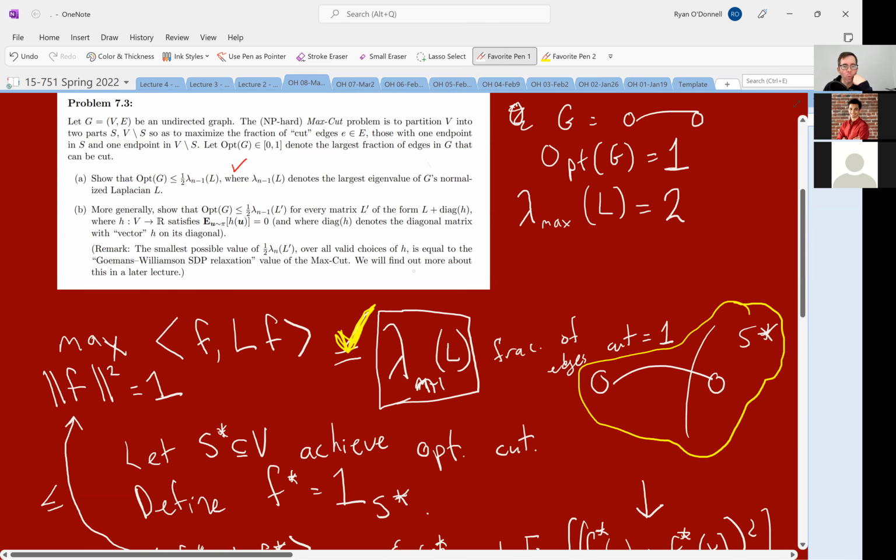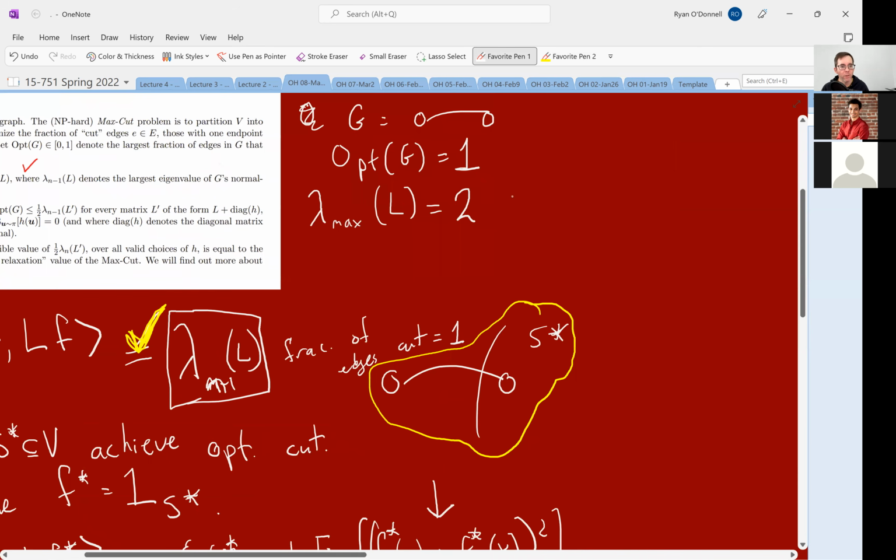Actually, let's try to remember, why is it 2? It's true for all bipartite graphs. That means there should exist an f such that this quadratic form is equal to 2 times the 2 norm of f squared. This is an f that maps the vertices into the reals. So for this graph, do you know the f that does that?